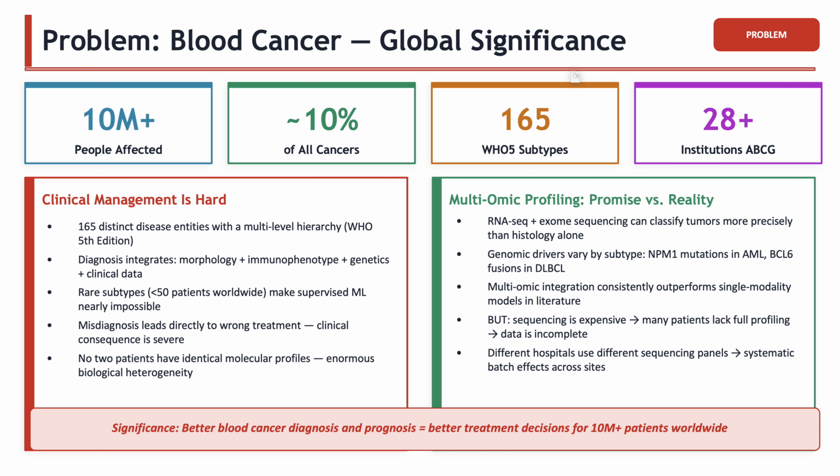On the left side of the slide, the clinical challenge: diagnosing these subtypes requires integrating pathology, immunophenotype, genetics, and clinical features simultaneously. And some subtypes are so rare that you might only find 50 patients worldwide. That makes training any supervised model extremely hard. On the right side, multi-omic profiling, combining RNA sequencing with exome sequencing, has genuinely improved subtype classification and outcome prediction. So the tools exist. The question is how to use them when your data is incomplete, heterogeneous, and spread across 28 different hospitals with different protocols. That's exactly the gap this paper is addressing.